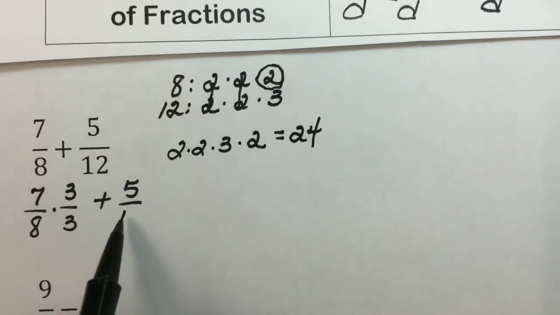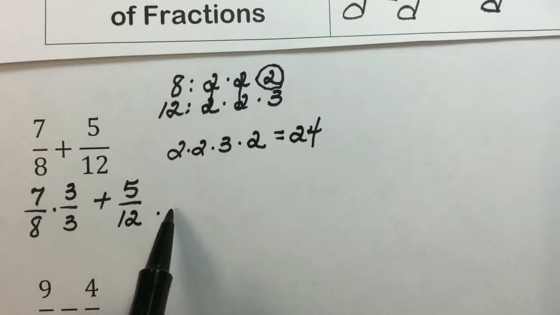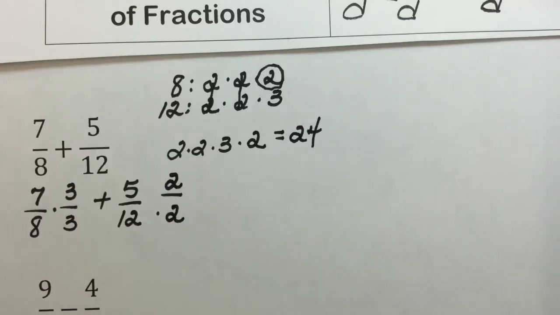Likewise, 5/12, we now want a denominator of 24. We'll multiply it by 2, but so that we have an equivalent, we will also multiply the numerator by 2 as well. Since 2 over 2 is equal to 1, we're not changing the value.